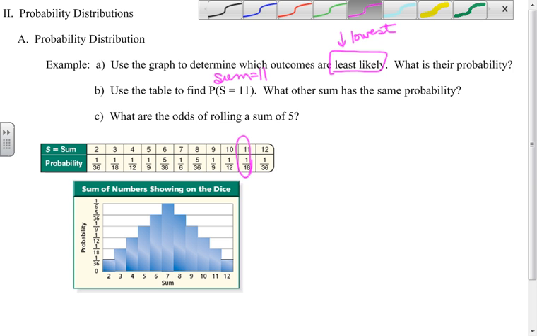Oops, I skipped number 1. We'll just finish this one. 1 out of 18 is the probability. What other sum has the same probability? The sum of 3.